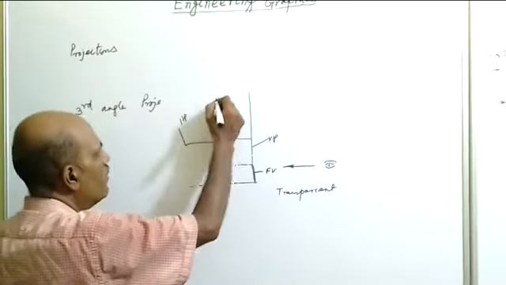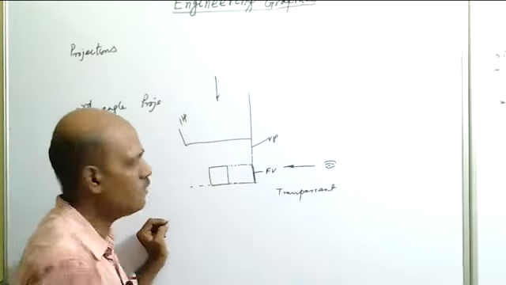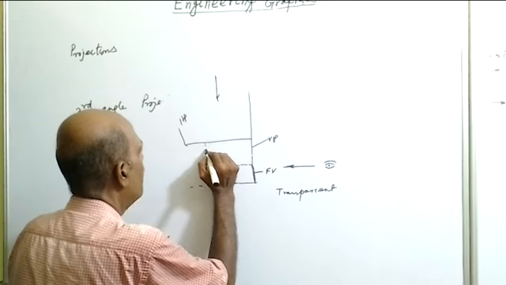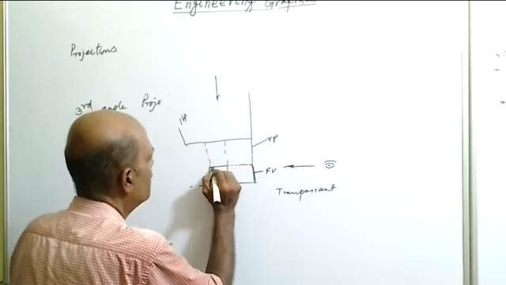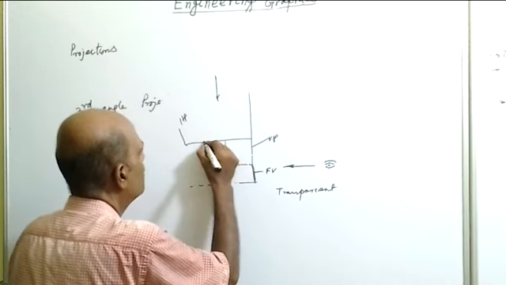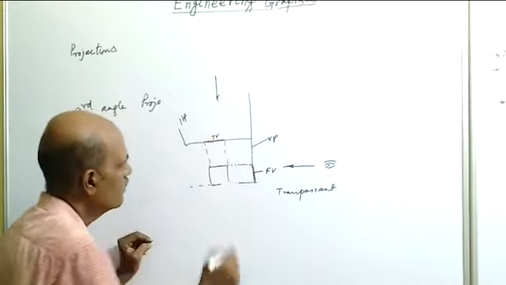Now, if the observer looks at the object from the top, and this horizontal plane is also transparent, then the observer will look at this face of the object. This face of the object. So this will be your top view.